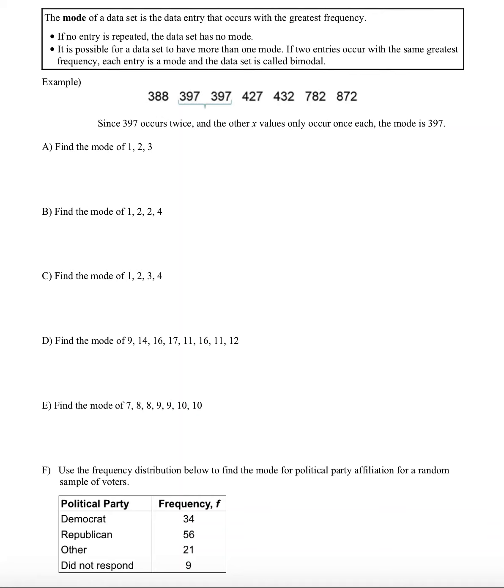The mode of a data set is the data entry that occurs with the greatest frequency. There's a couple of rules for the mode. If no entry is repeated, then the data has no mode. It's also possible, though, for data to have more than one mode. So if two entries occur with the same greatest frequency, then each of those will be a mode, and the data set would be called bimodal.